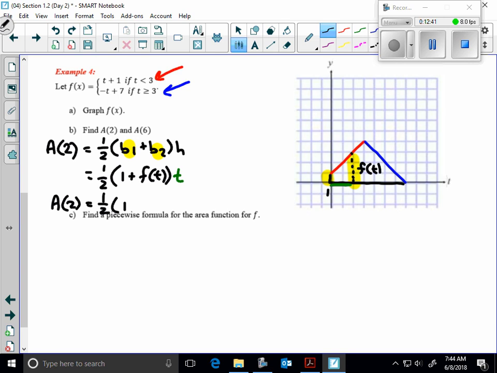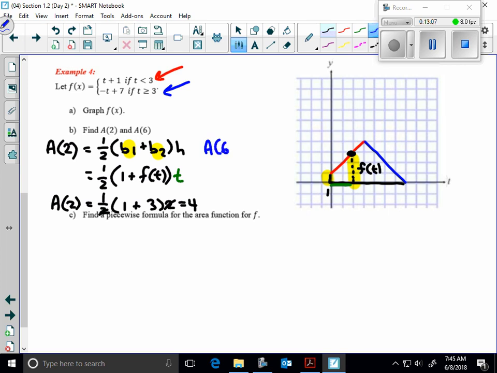I get 1 plus f of 2 times 2. Well, I need to figure out what f of 2 is. It looks like f of 2 is 3. So if f of 2 is 3, it looks like I'll get these 2's to cancel, and I get an area of 4.